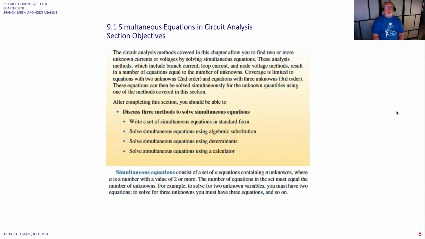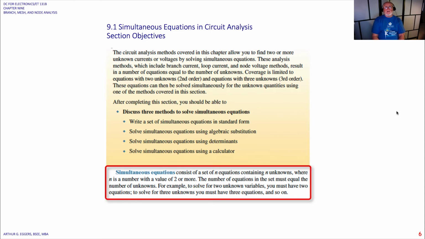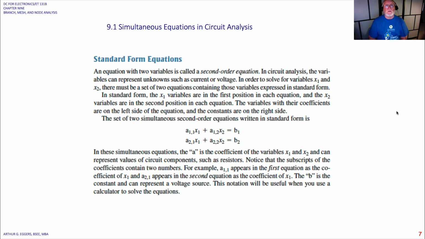Looking at simultaneous equations, they consist of a set of n equations containing n unknowns, where n is a number with a value of 2 or more. The number of equations in the set must equal the number of unknowns. For example, to solve for two unknown variables, you must have two equations. To solve for three unknowns, you must have three equations.